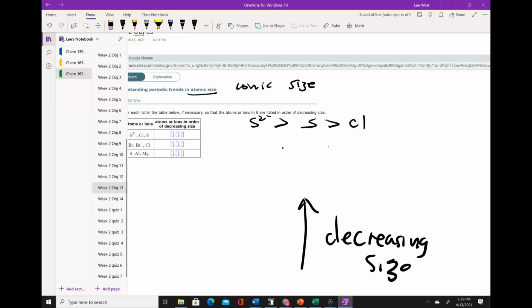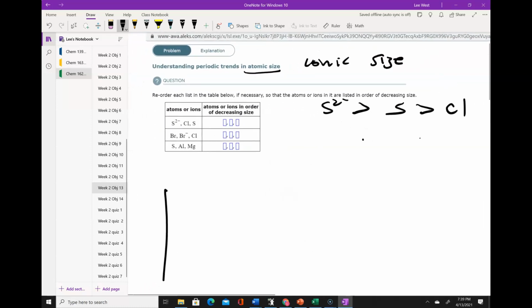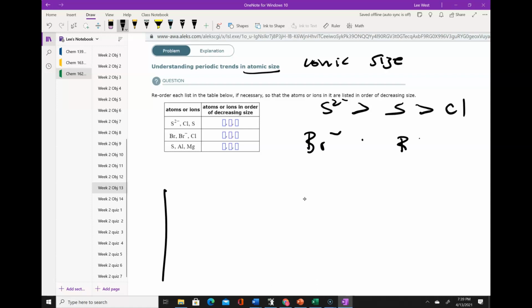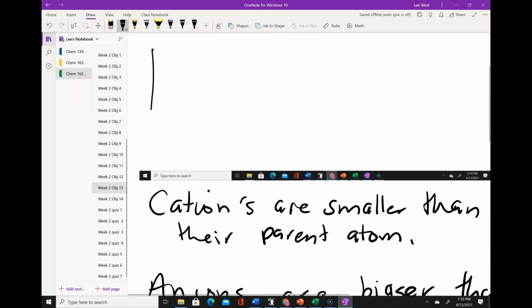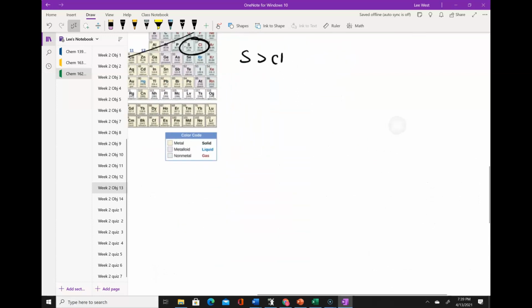And again, we see an anion and its parent atom. And we know that the anion will always be bigger than the parent atom. So bromide is going to be bigger than bromine. The question is, where do we put chlorine? So we go to our periodic table. We have a look at where they are relative to each other.